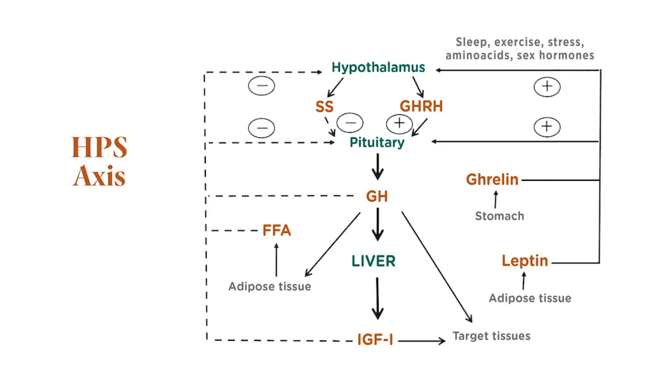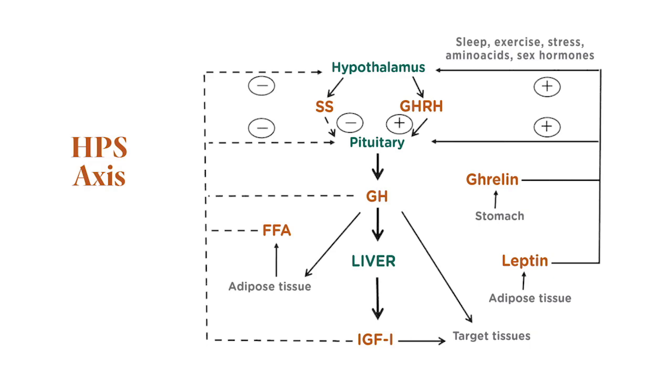Finally, there is the HPS axis, the somatotrophic axis, technically also part of the neuroendocrine system as it involves signals from the hypothalamus and the pituitary. This signaling network regulates growth and energy metabolism.